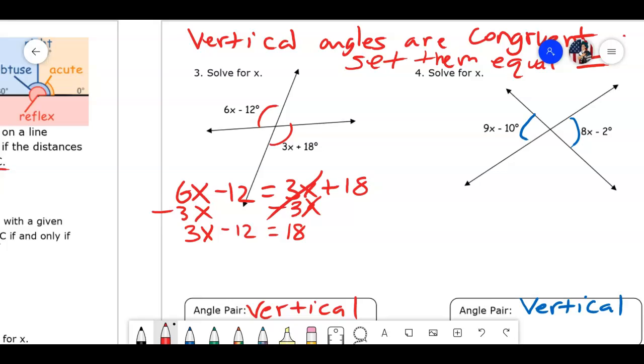And again, by now you should be very familiar with these two-step problems. You get rid of the loner, the minus 12, by adding 12. 3x equals 18 plus 12 is 30. And then your last step to get rid of that 3 is you're going to divide. Okay, divide by 3, divide by 3. X is 10.